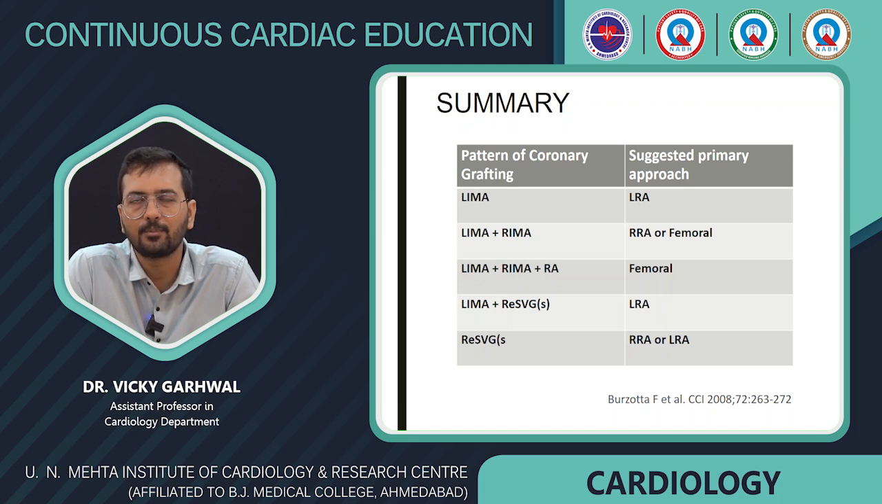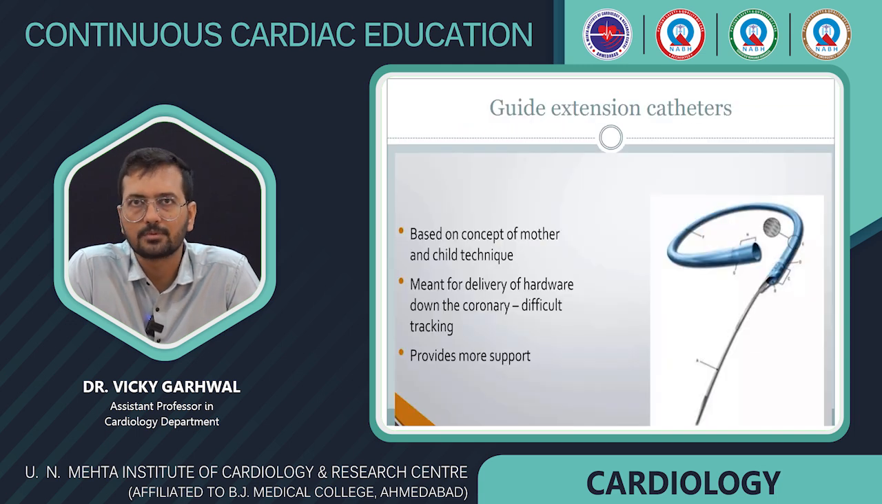So summarizing the post-bypass graft approach, how can we approach? If only Lima graft is there, then we can use left radial artery. If both Lima and Rima, then we can use right radial or femoral. If Lima, Rima and radial artery are all used as grafts, we can go by femoral approach. For Lima and SVG grafts, left radial approach is better. If only venous graft is there, then right radial or left radial both can be used.